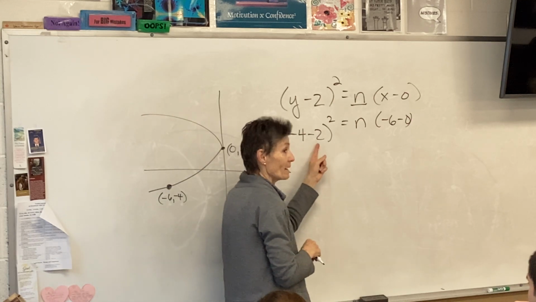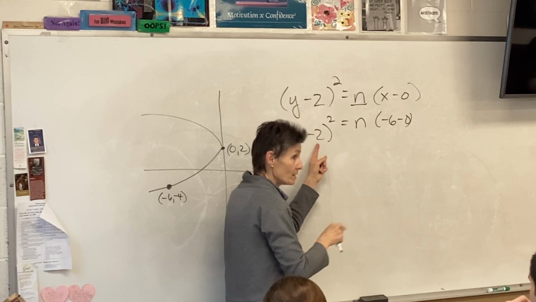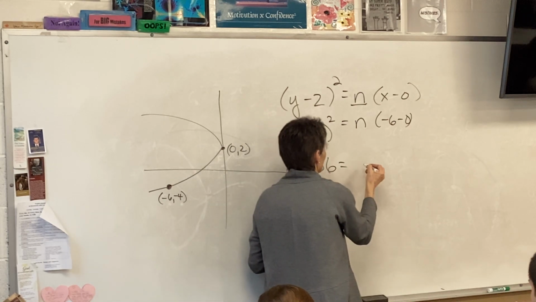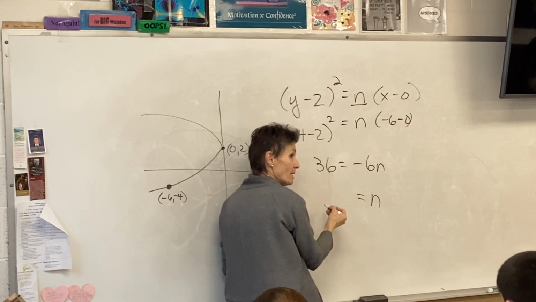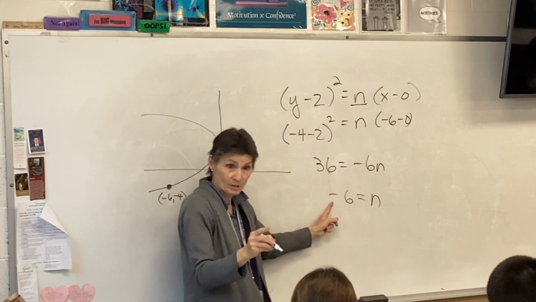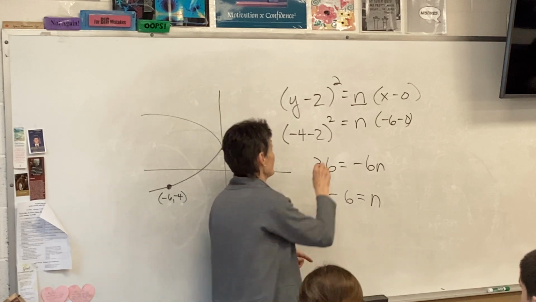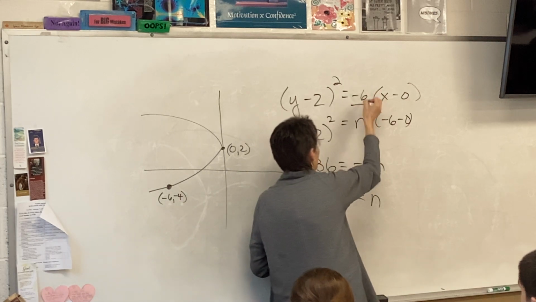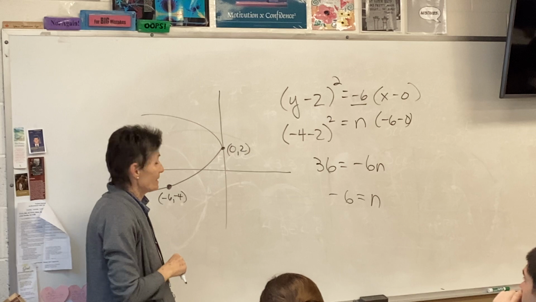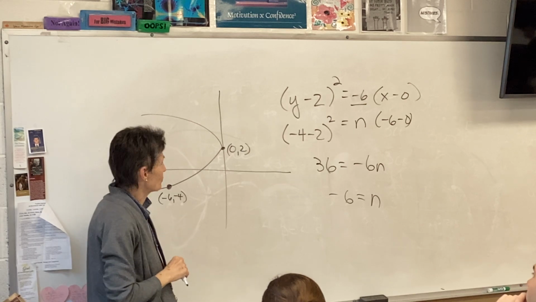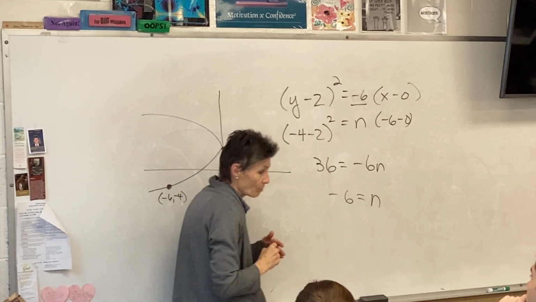So what's -4 minus 2 squared? 36. And of course, that's just -6n. So it looks like, what's my n? -6. Now I knew it was going to be negative because it's over to the left, and now I know it's 6. Okay, that will not be on your test, I promise. But it's not too hard, it's just different than the other one that you did.